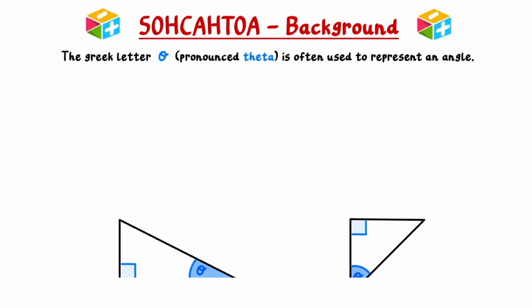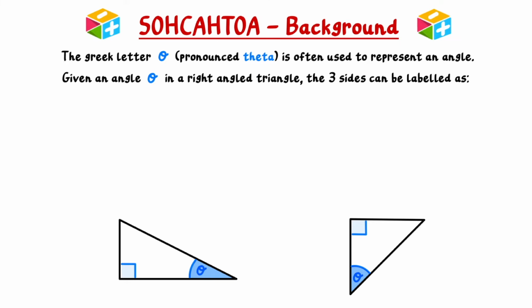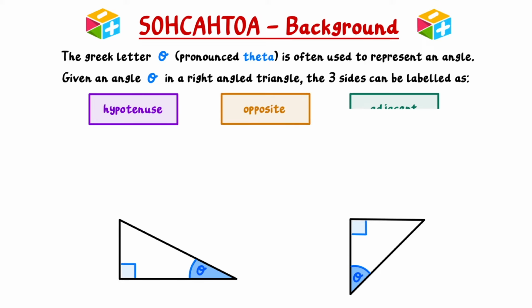The Greek letter theta is often used to represent an unknown angle in a triangle. Given an angle theta in a right-angled triangle, it is possible to label the 3 sides of the triangle with the following terms: hypotenuse, opposite, and adjacent.